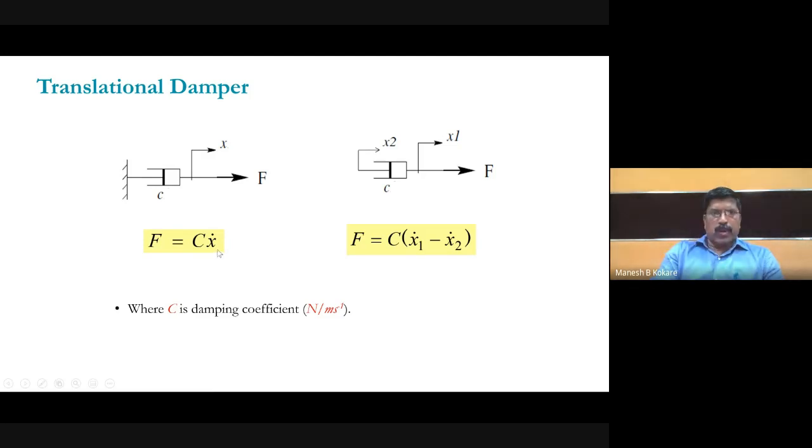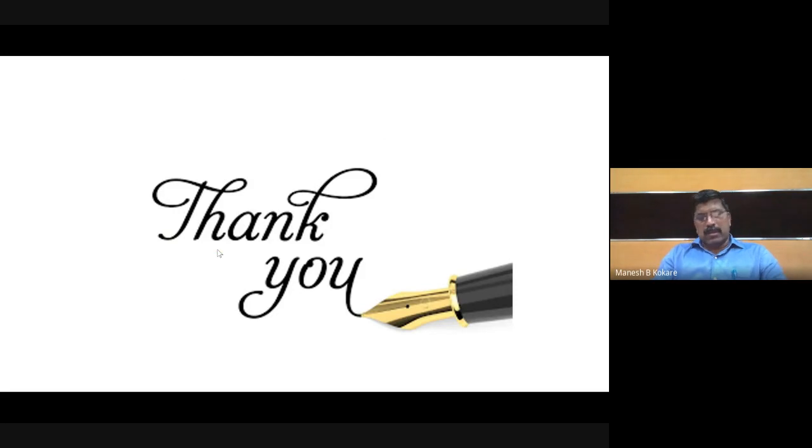I hope you have understood this. Just to summarize: when you apply force on a spring, the force is directly proportional to the displacement x. When you apply force on a dashpot, it is directly proportional to the velocity, dx by dt. When you apply force on a mass element, it is directly proportional to the acceleration. So F is equal to m into d2x by dt square. That is what we had planned for today's lecture.